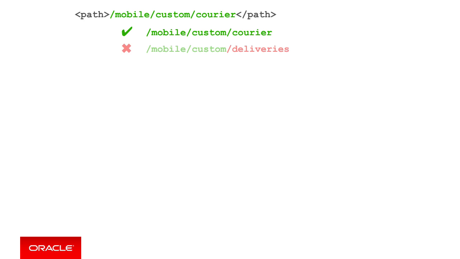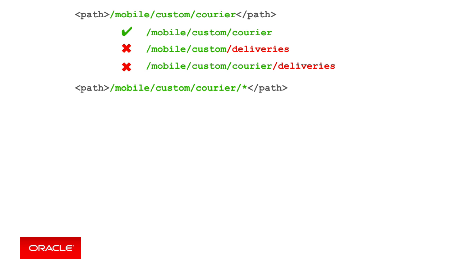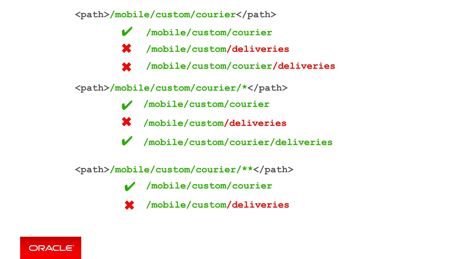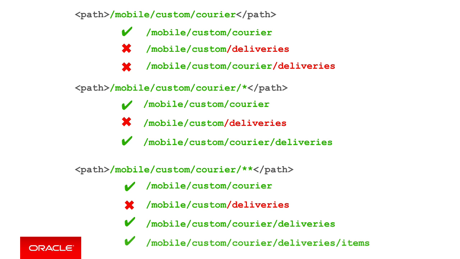If we set the path to /mobile/custom/courier without any stars as wildcards, this means the related policy will apply to a custom API that starts with mobile custom courier, but nothing else, such as mobile custom deliveries, or even a sub-resource such as mobile custom courier deliveries. Alternatively, if we use the same path but append one star as a wildcard, this will match any resource at the same level and one level down, such as courier deliveries. Finally, if we use a double star for the path, this will match any resource at the same level and any nested resource to any depth.